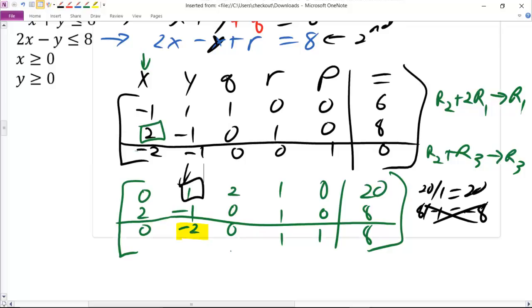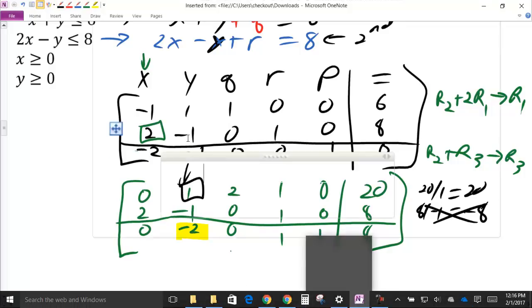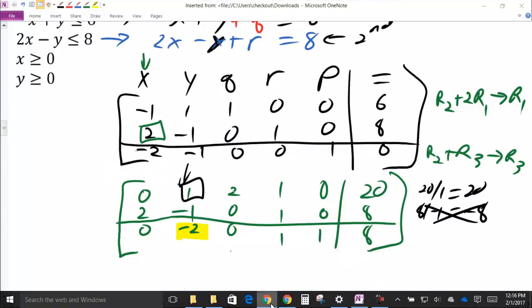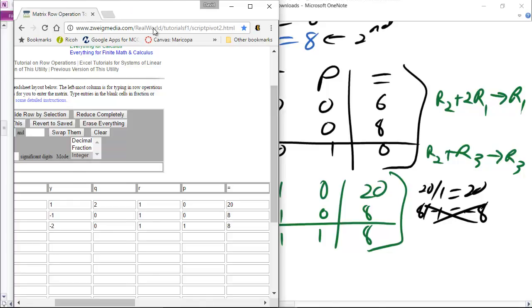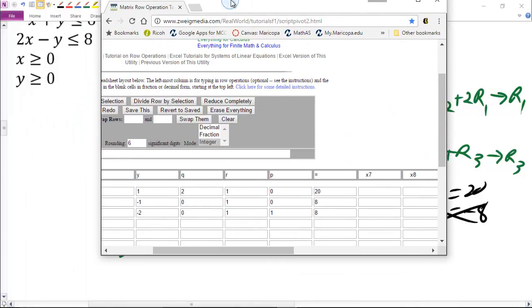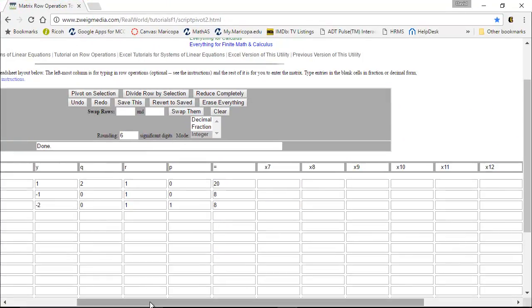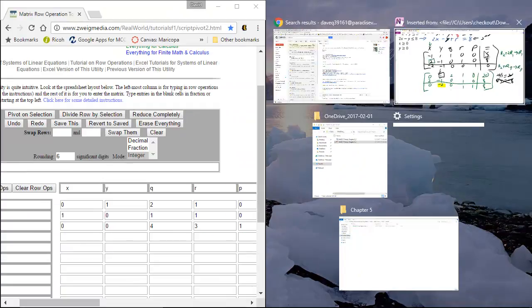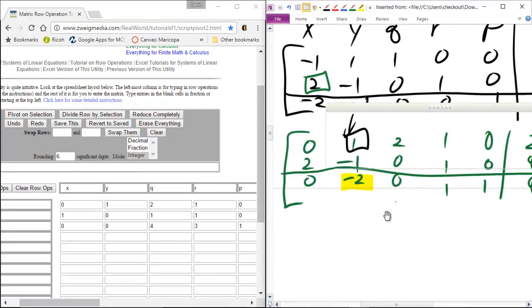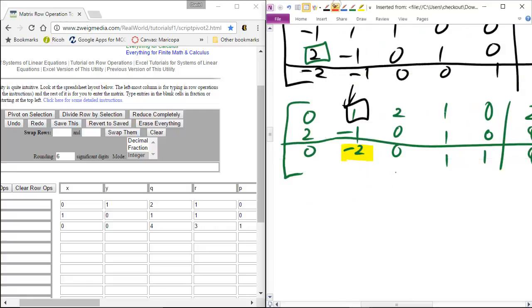Now, good news, folks. This matrix is already typed into that website. So what I can do is bring that website back up. And I say my new pivot is where? Row 1, column 2. In the Y column, right there. So I'm going to click on that cell and hit pivot. And now we have our new matrix once again. So rinse and repeat. Write down your new matrix.